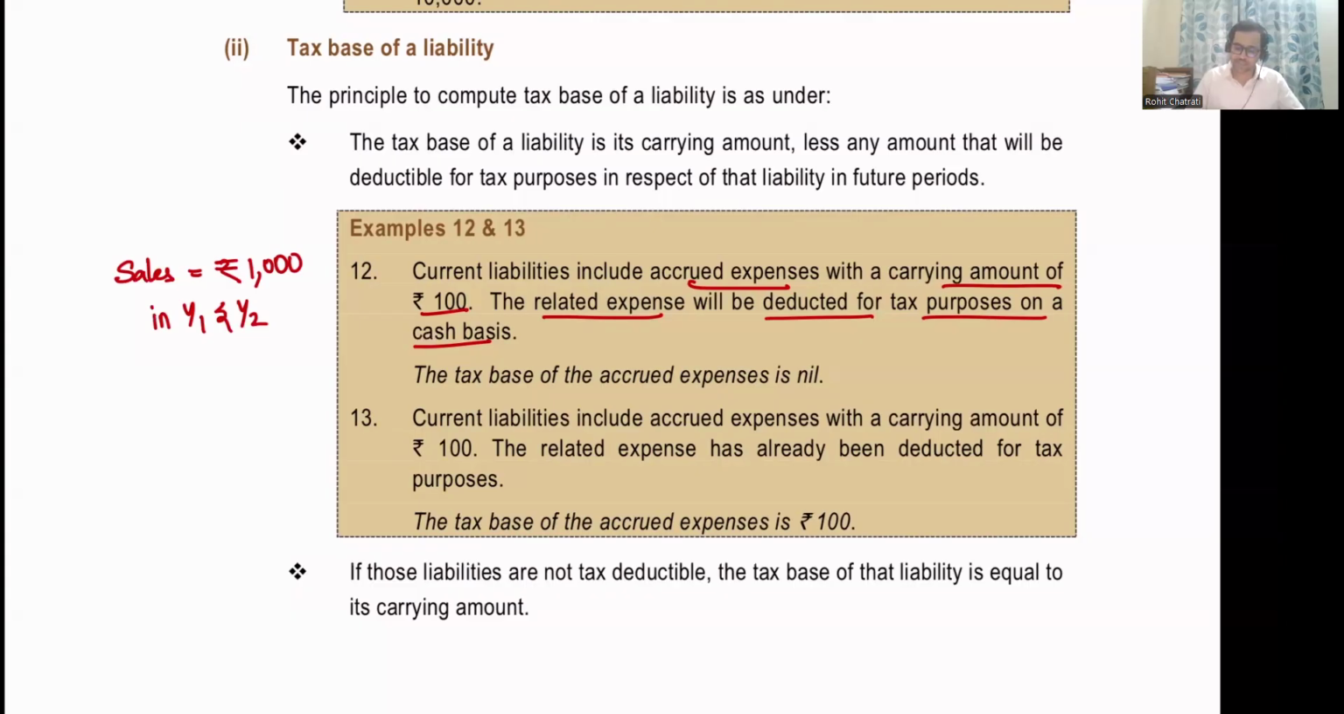And I'm assuming that this expense, which is outstanding as at year one, because it's outstanding in current liabilities, it means that it was not paid in year one. I am assuming that it is paid in year two. Now let's start solving. Assume that we don't have the concept of deferred tax. All right. For a second, let us assume that we do not have the concept of deferred tax.